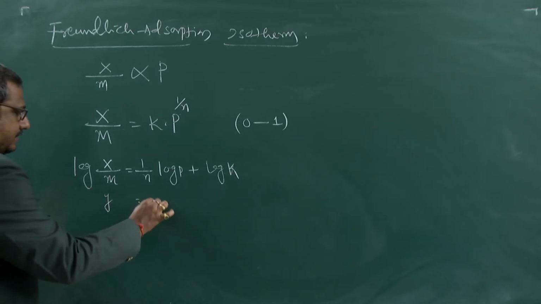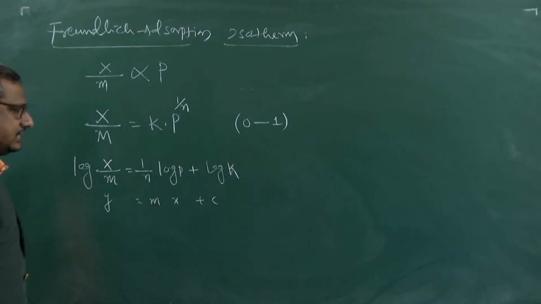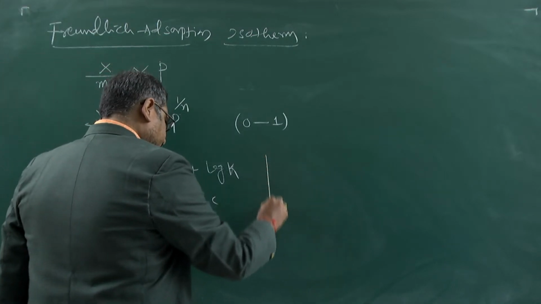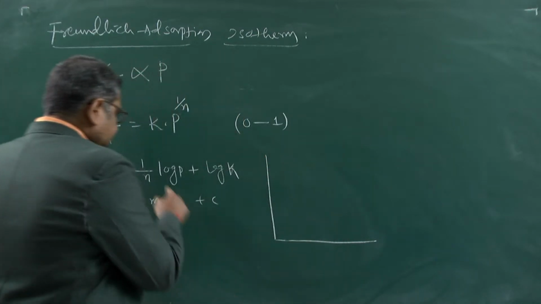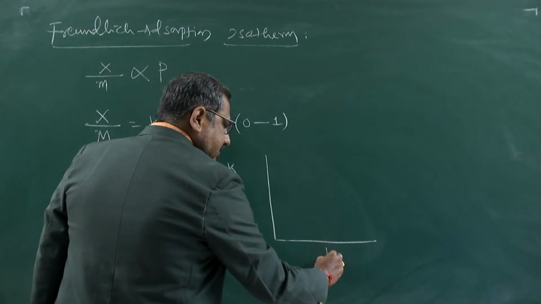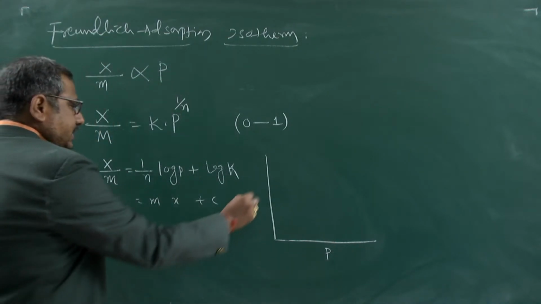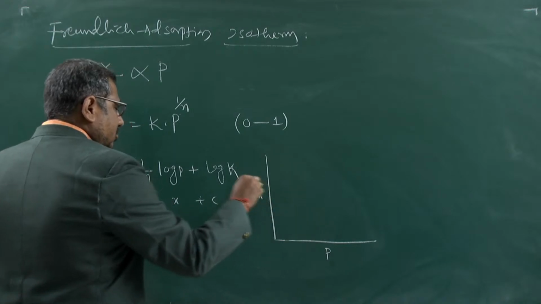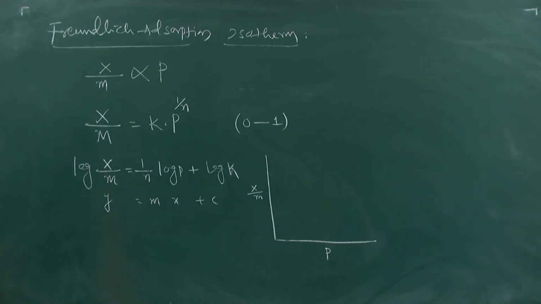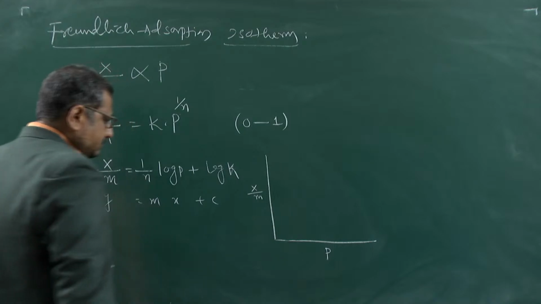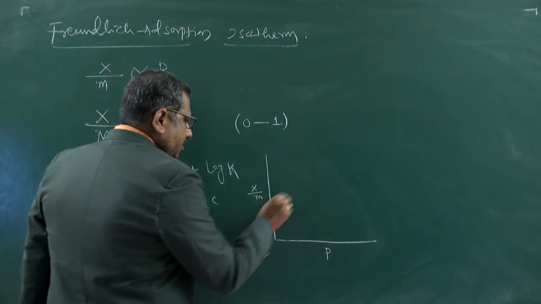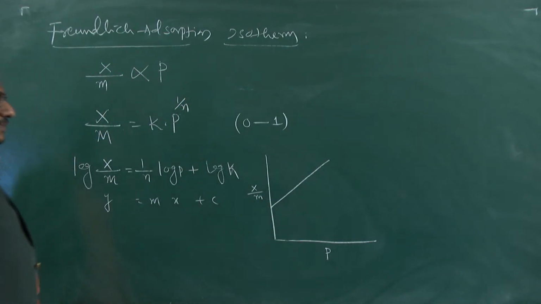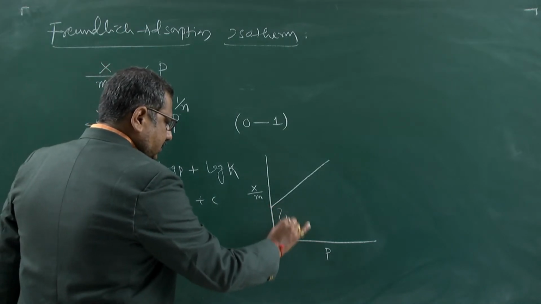So, y is equal to mx plus c graph will take place. If you plot a graph, on the x axis we take the pressure condition and on the y axis we take x by m, where x by m means the adsorbed material. Here we get a positive slope. The intercept value is log k.